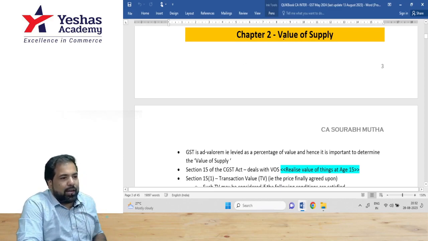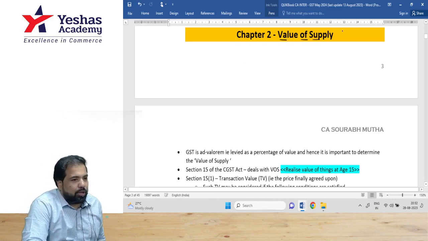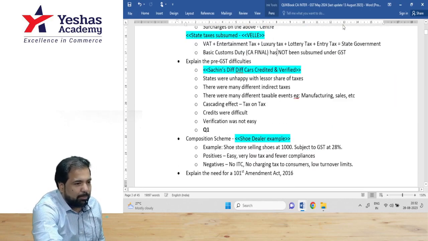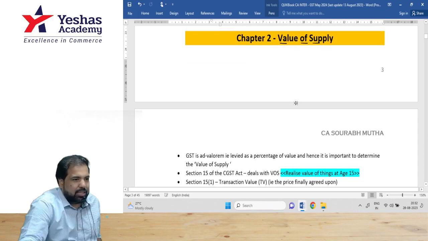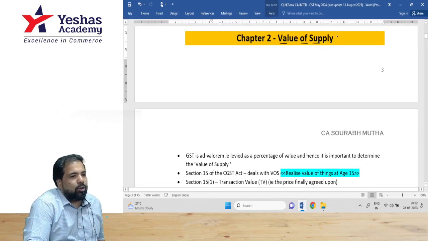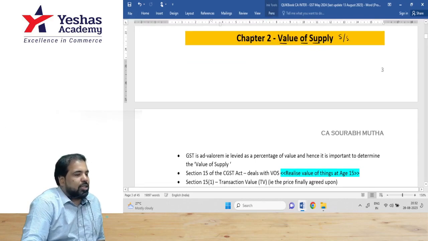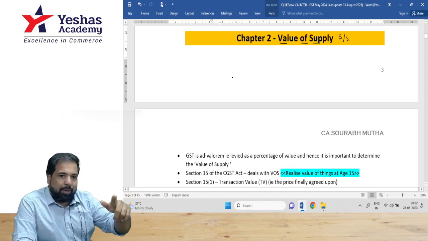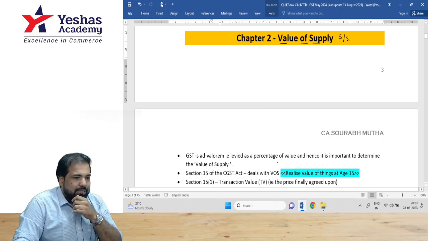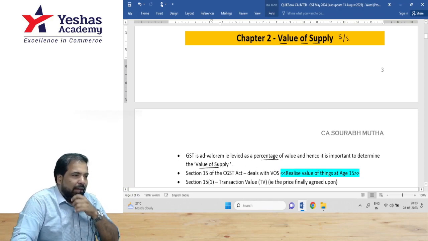Guys, which chapter are we looking at? Value of supply. The importance is 5 on 5, a very practical chapter. And this one will be there in your exams, more or less in May exams. This is asked often. So we need to understand the value because GST is always given as a percentage. Guys, GST is always ad valorem. Do you remember ad valorem? It's always given as a percentage, and hence we need to determine the value of supply.